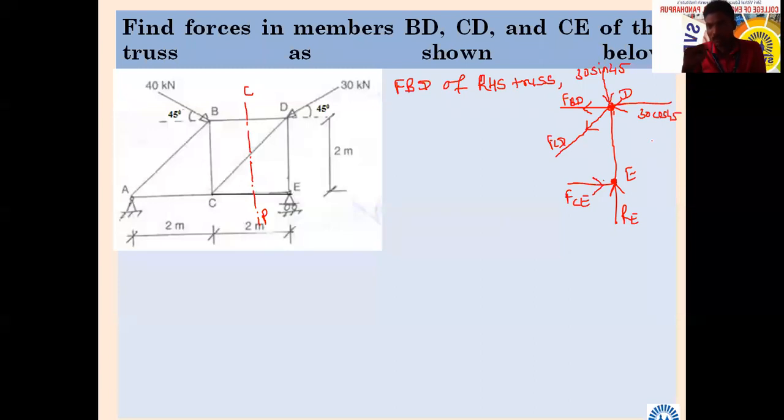Okay. So tell me, in this free body diagram, how many unknown forces are there? 3. And how many equations do we have for the conditions of equilibrium? 3. So do you feel we will find the forces in the members by using the conditions of equilibrium? Yes, sir. Okay.